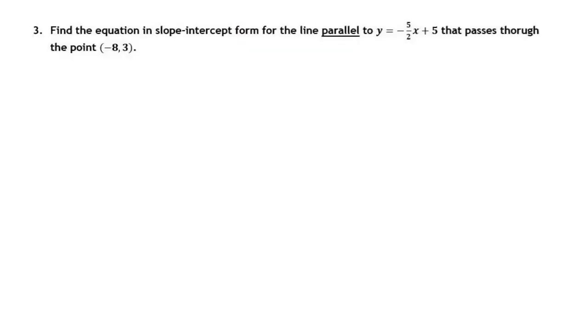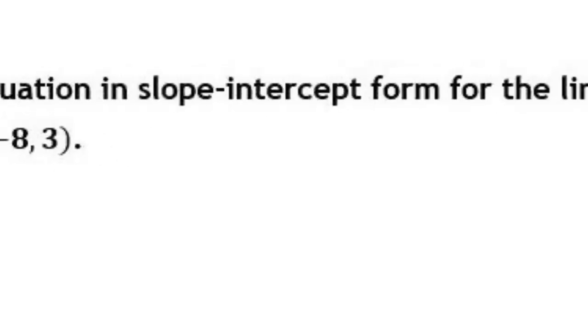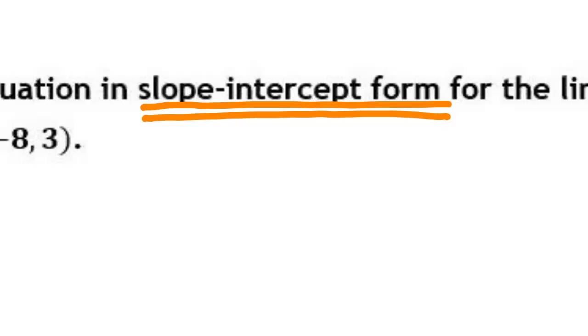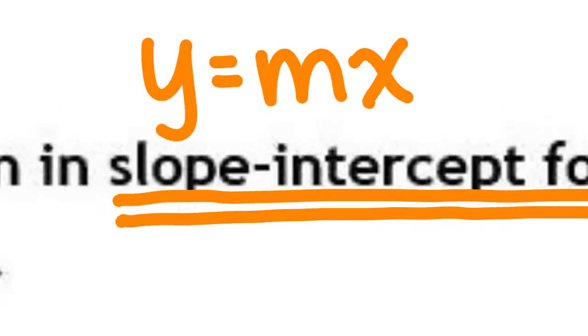All right, number 3. Find the equation in slope-intercept form. What just happened? No, I don't want to do anything different there. There we go. I don't know what happened. Slope-intercept form. What is slope-intercept form again? Yes, y equals mx plus b. So my answer needs to look like this. This is what my answer should look like, with numbers plugged in for m and for b.